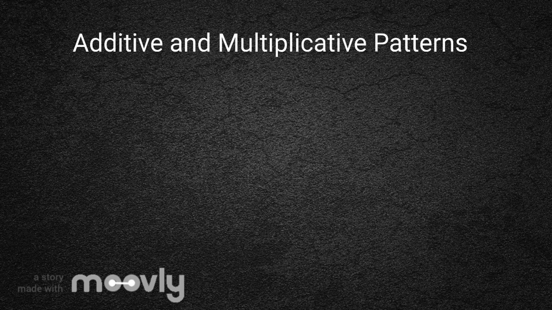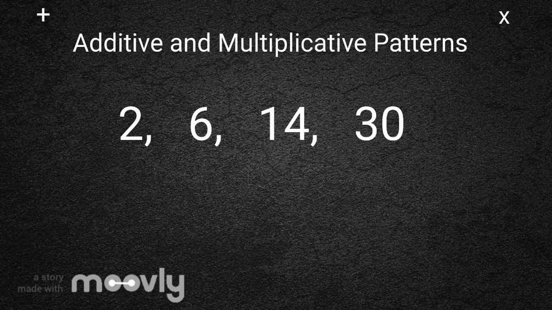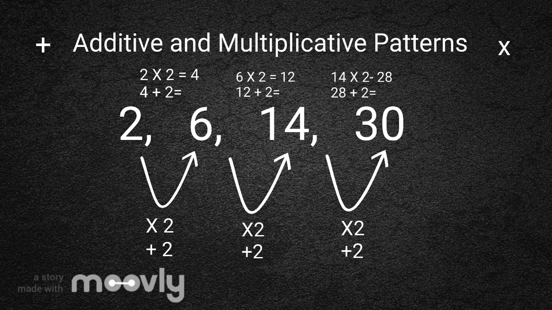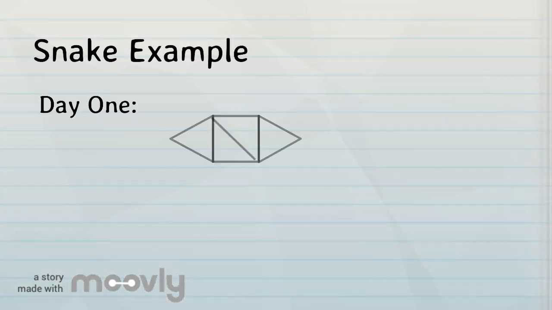Now that you have seen 2 examples, let's take a look at a more complicated pattern that combines both operations. We can see that each term is first multiplied by 2, then 2 is added. 2 times 2 is 4, and plus 2 is 6, and so on. When representing growing patterns with pictures, we are able to easily work out the rule. Here is the snake on the first day it was born. Here is the snake on day 2.